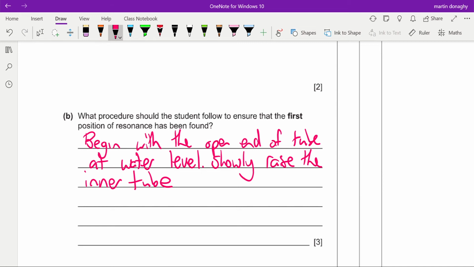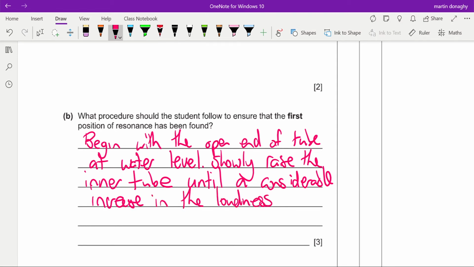And how do we know we found the first position of resonance then? Until a considerable or noticeable increase in the loudness has been detected. That's the key thing there. You start off very, very low so you don't miss the first position of resonance. And how do you recognize the first position of resonance? It will get noticeably louder.